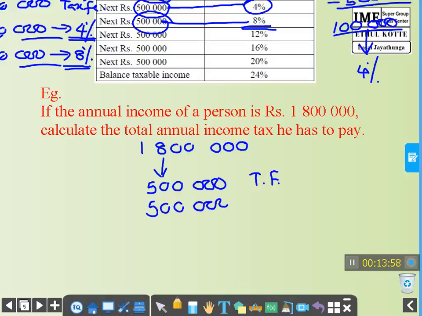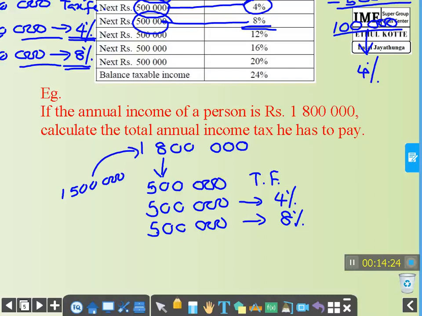For the next 500,000, you have to pay 4% of tax. You can have another 500,000. You have to pay 8%. Now what's the total? 500,000, 500,000, 500,000, that is 1,500,000. How much additional here? Another 300,000. For the final 300,000, you have to pay the tax of how much? 12%.